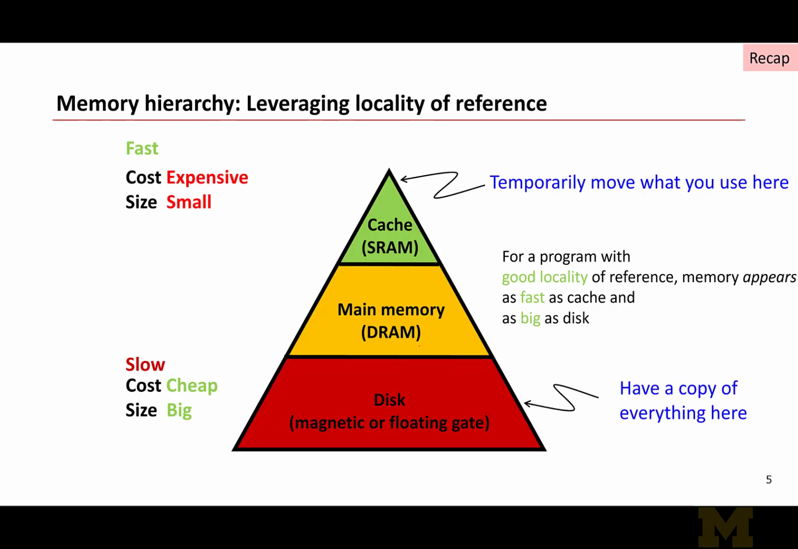The other important concept we talked about is to organize these different types of memory technologies into a memory hierarchy or a memory pyramid. And the way we organized it is to place fast but expensive SRAM on the top of the pyramid, and slow but cheap devices like a disk at the bottom of the pyramid.